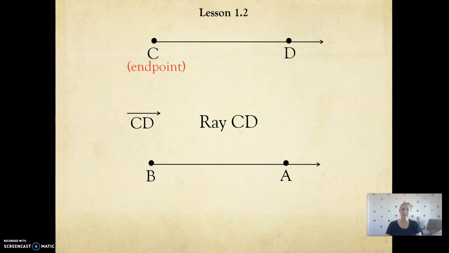So now we have point BA, and to identify this ray, what do you think it is? Why don't you write it down? BA with an arrow on top.